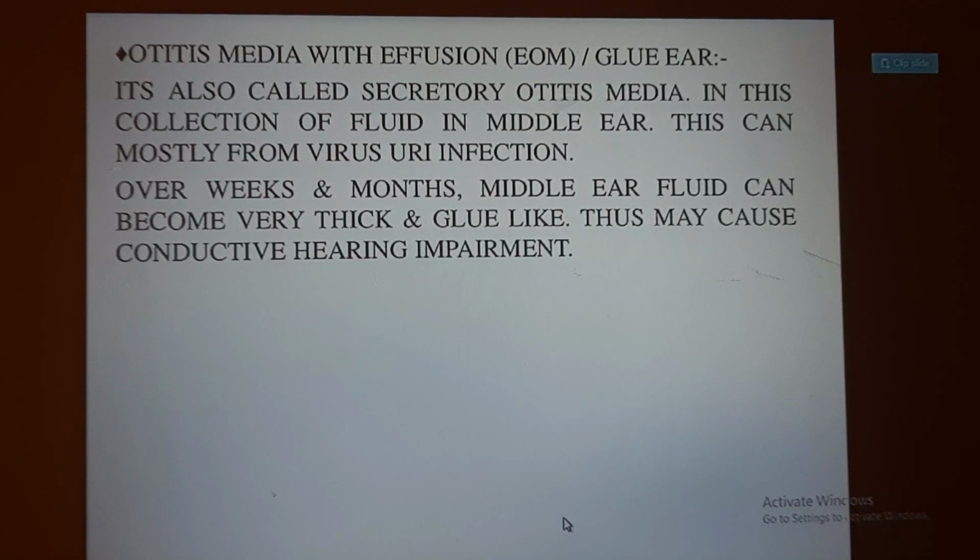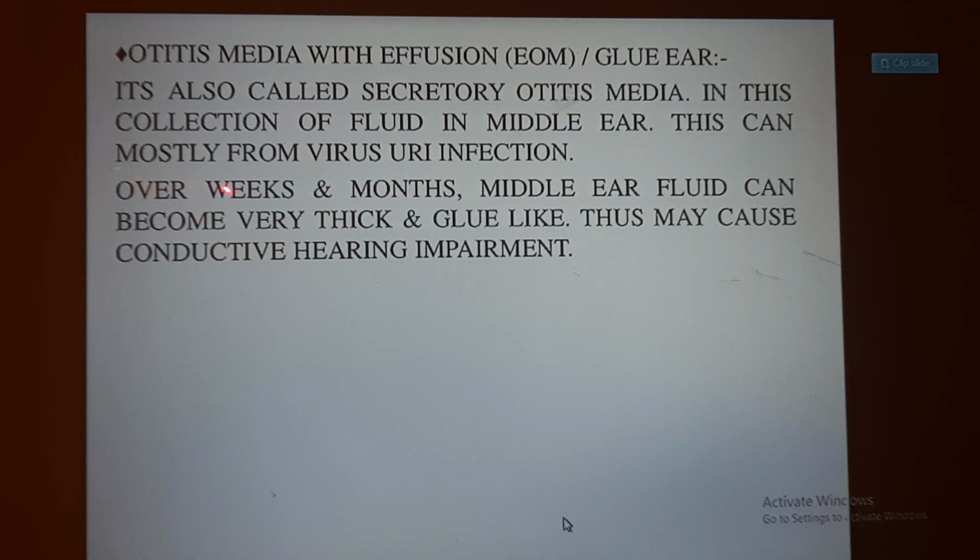The next one is otitis media with effusion, that is OME. You can also call it glue ear. It is secretory otitis media, where there is a discharge, a secretion from the middle ear. There will be accumulation or collection of fluid in the middle ear. This can mostly form from a viral URI infection. URI means upper respiratory infection, which is caused by some viruses such as rhinovirus. This infection leads to effusion, that is, fluid accumulation.